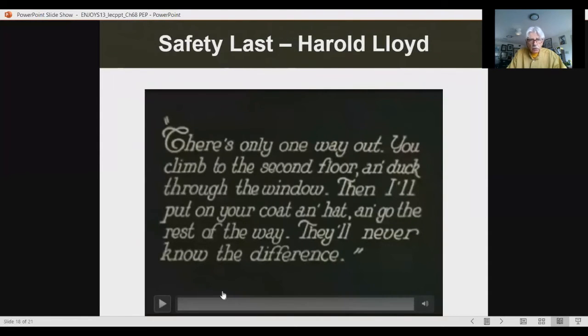Now, I want to play an excerpt from a large movie, right? And the movie is called Safety Last, and the actor is Harold Lloyd. And this is a very famous scene. It takes about 6 or 7 minutes. And I want you to watch it so you can appreciate the entertainment and the quality of the acting and the photography and the whole work of art of silent movies.